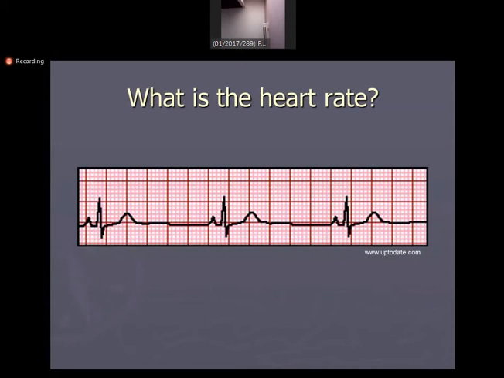If 15 large boxes come out from a machine, it will take 3 seconds. In 3 seconds, this QRS complex shows the heart activity. It means in this 3 seconds there are 3 beats. In 60 seconds, how many times will the heart contract? 60 times.